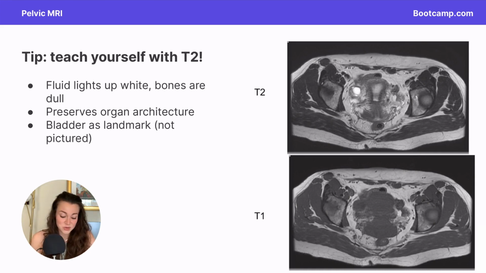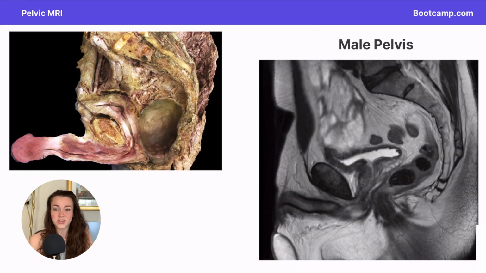So when you look at T1 versus T2, you can see how much clearer it is to see all of the individual structures on T2 when compared to T1, where all you kind of see is a blob down here. So I would recommend looking at T2, and all the images we're looking at today are going to be T2 as well.